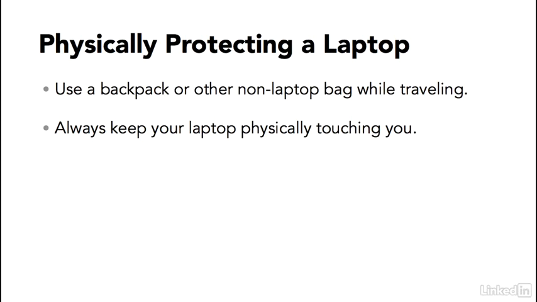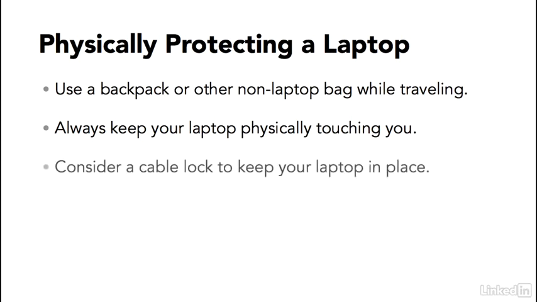If you're going to put it below you, you can put it in between your feet or keep it leaning against one leg. That way, you get used to always having it there, and it's also a great safeguard against forgetting it somewhere. You can also consider purchasing something called a cable lock to keep your laptop in place. A cable lock can be purchased from sites like Amazon.com, and it attaches to your laptop and some other immobile object, like a table or a chair.